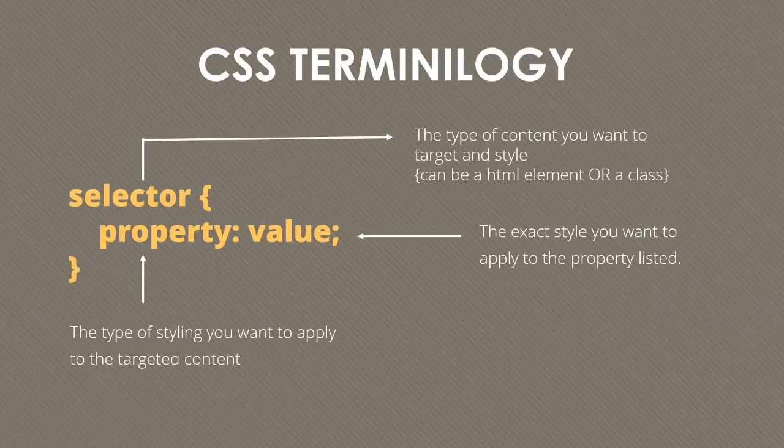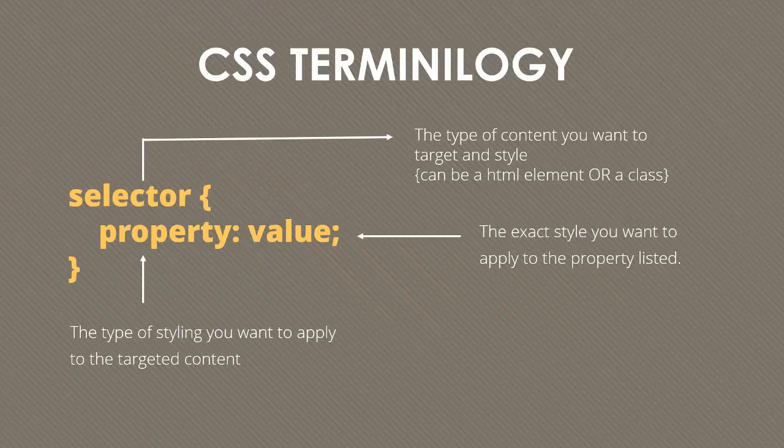So let's go over what a style definition looks like in CSS and some terminology that you're going to run into. So a CSS definition is made up of a selector, a property, and a value. So I want to talk to you about what each one of these means and how to format them. So a selector is the type of content that you're targeting to style. Okay, so this can come in the form of an HTML element like the paragraph tag or the H2 tag that we've been talking about, or you can target an HTML class. And again, we'll get into this a little bit later in the workshop.